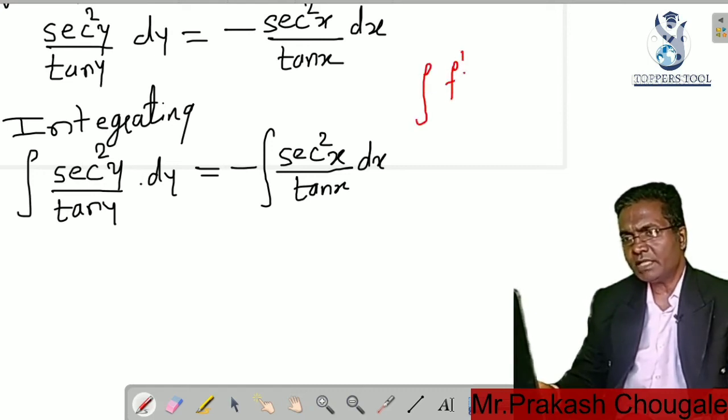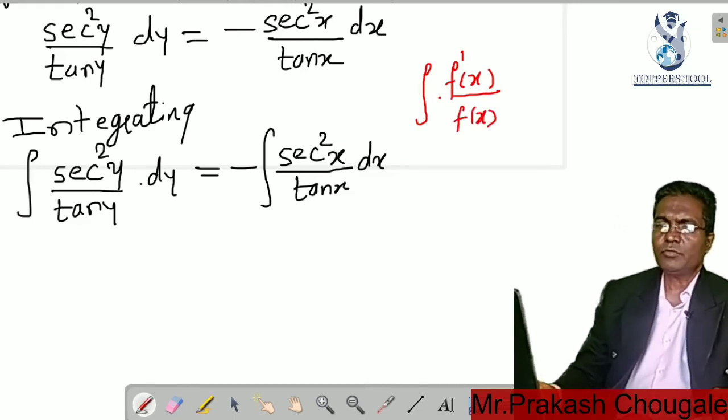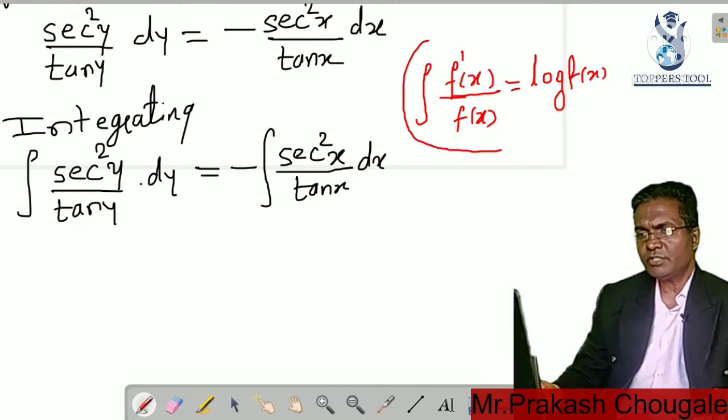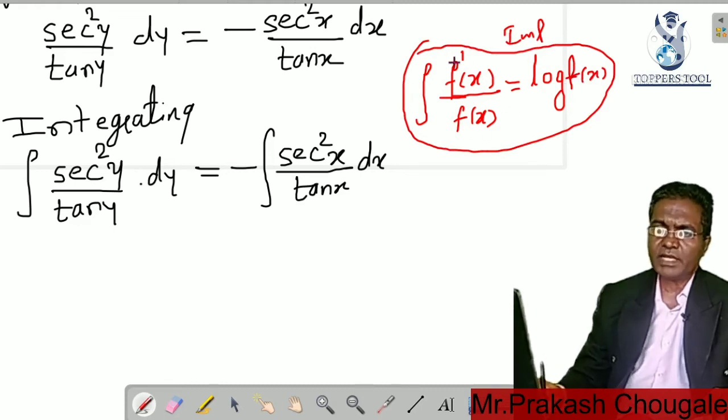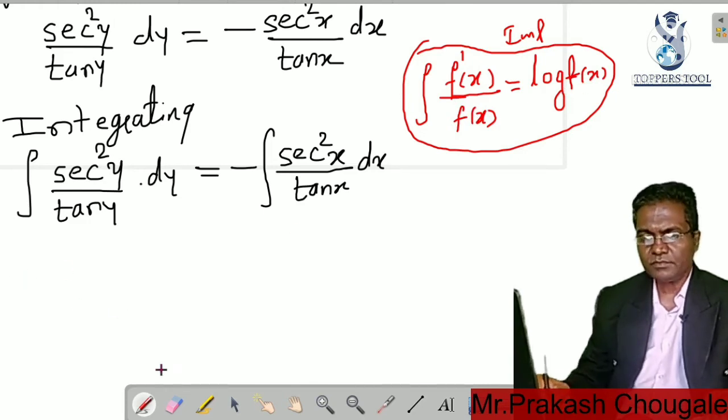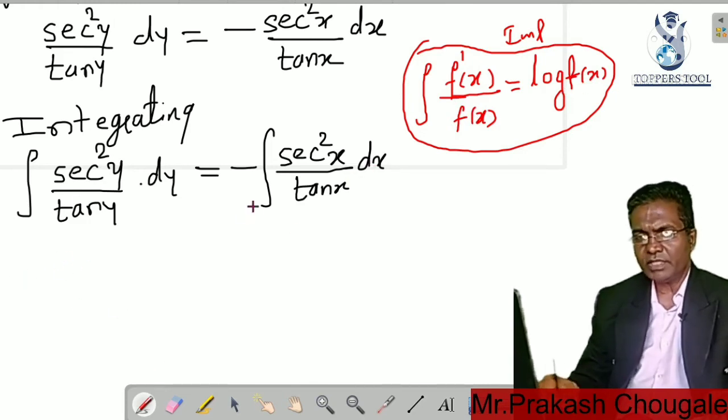If numerator is the derivative of denominator, this is f of x, this is f dash. F dash means its derivative. In this case, its integration is going to be log of denominator. Okay, so please do remember this. Important. Means if numerator is the derivative of denominator, directly you can keep its integration as log of denominator.